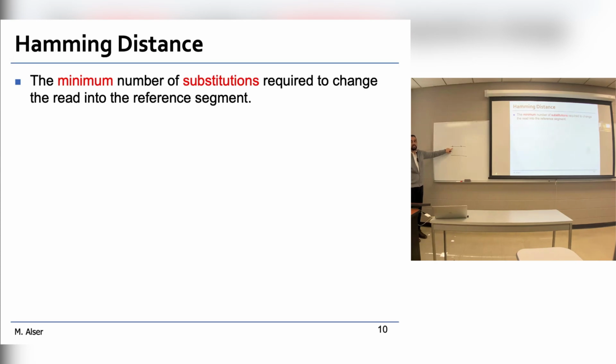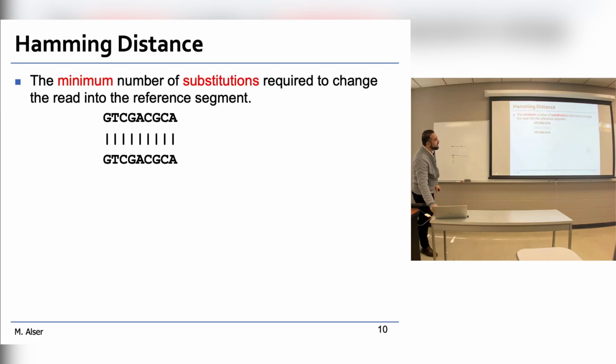So it does not recognize insertions, and it does not recognize deletions. It just recognizes if this letter is A and gets replaced by C, then I count this as a single change. And then I say the Hamming distance is 1, meaning the difference between this and this is 1 substitution, right?